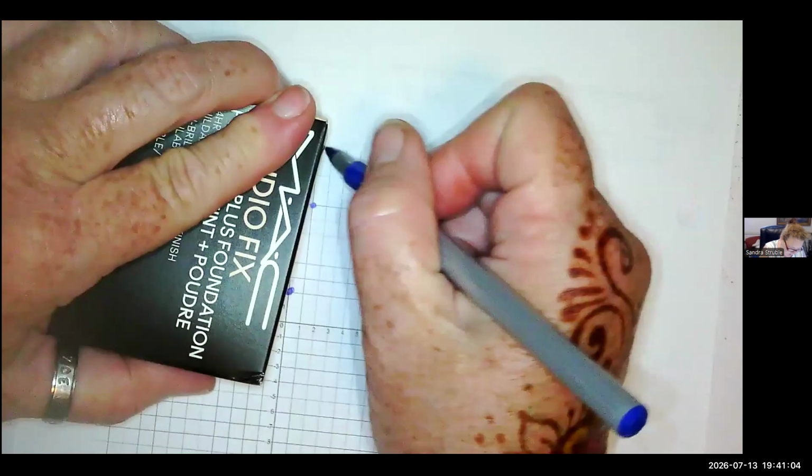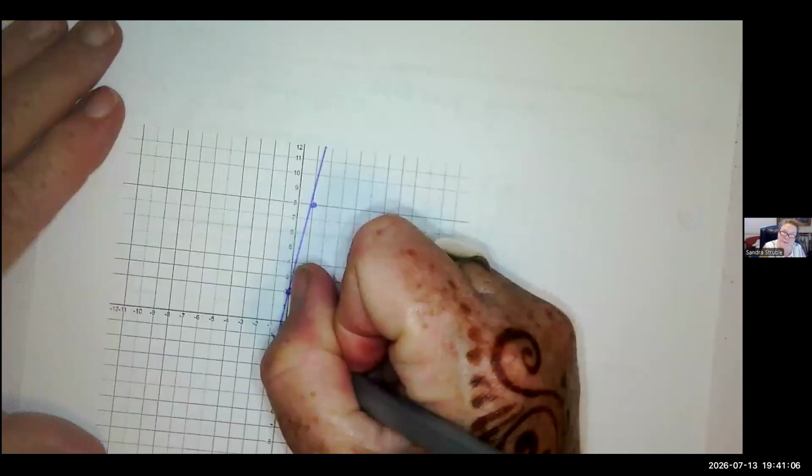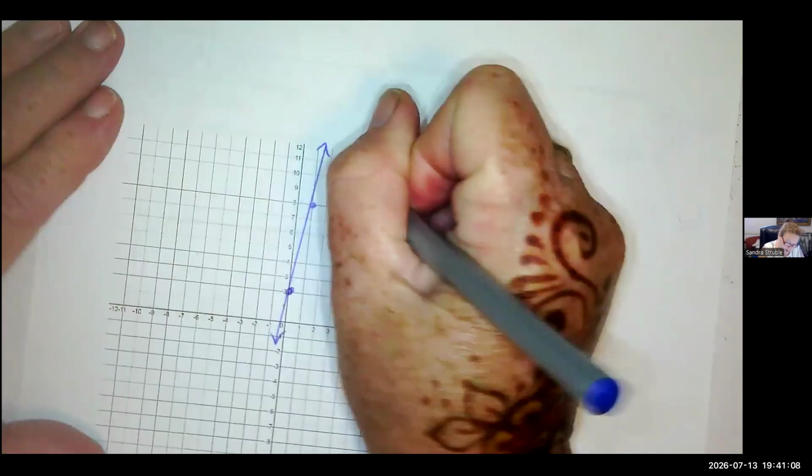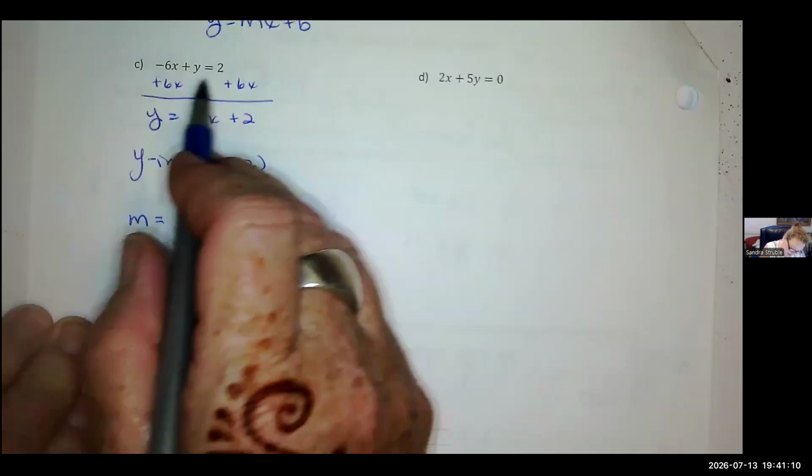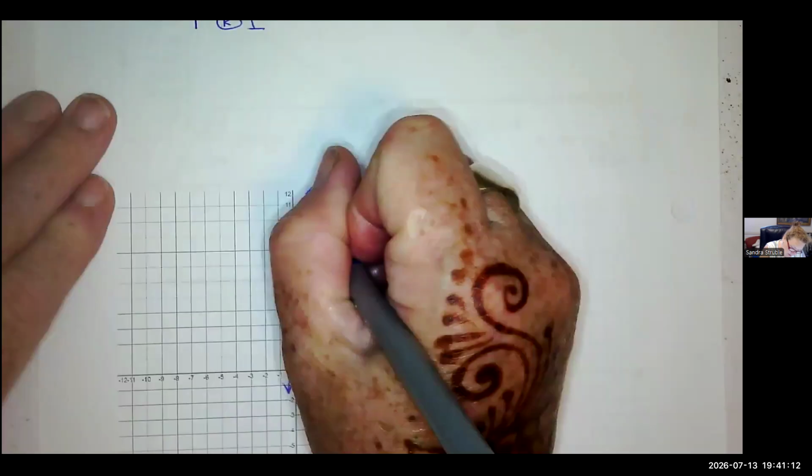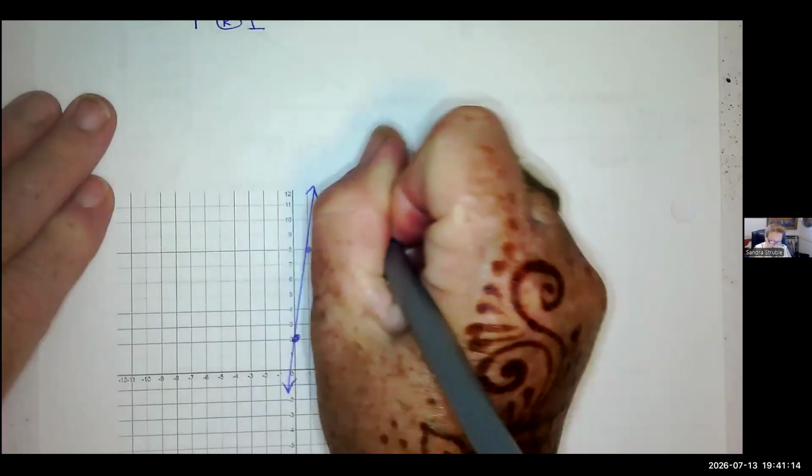And name it. Well, I could go back and name it the negative 6x plus y equals 2. Negative 6x plus y equals 2. That's how we had it originally.